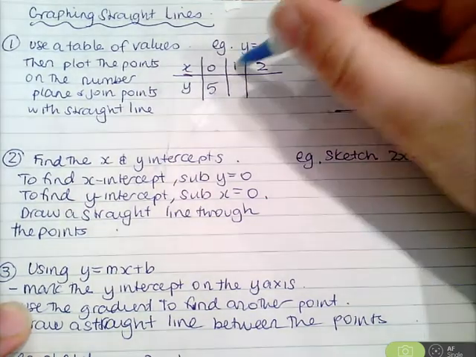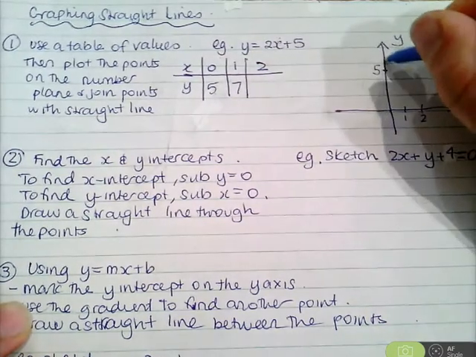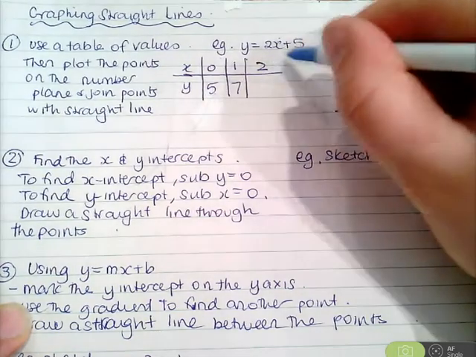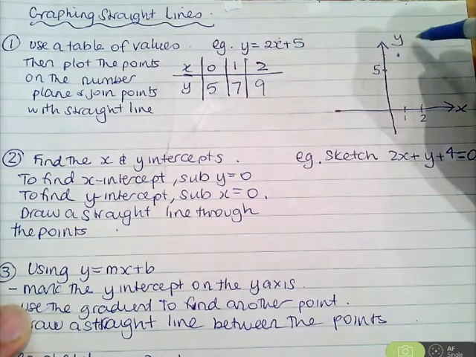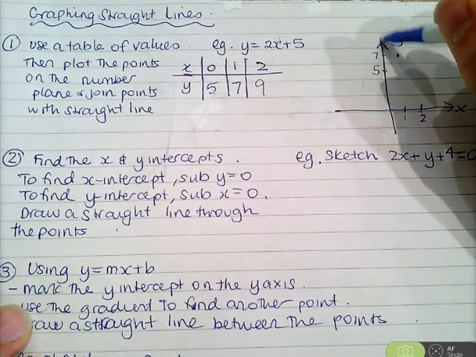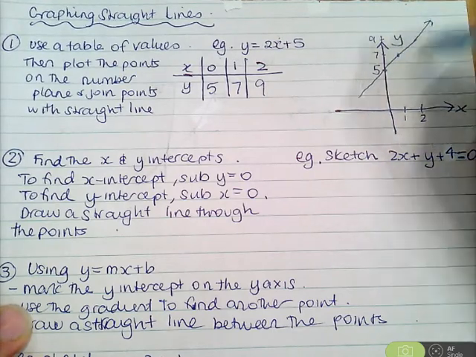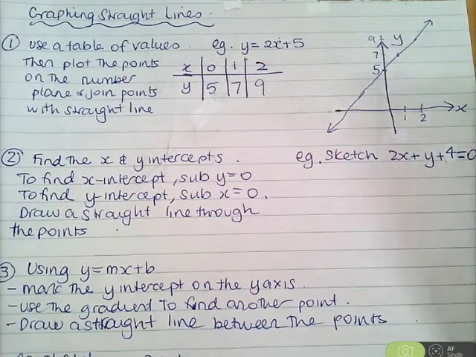Now for the next one, when x is 1, 2 times 1 is 2 plus 5 is 7. So the next one is 7. And when x is 2, 2 times 2 is 4 plus 5 is 9. So the third point is 9. So if I was able to continue, and then you just join those points. Now you have to make sure it's a straight line. If it's not a straight line, then one of the substitutions, or maybe more than one, is incorrect and you need to check it again.